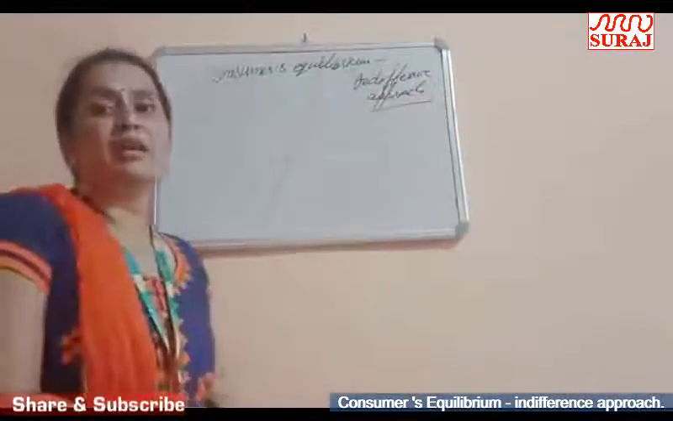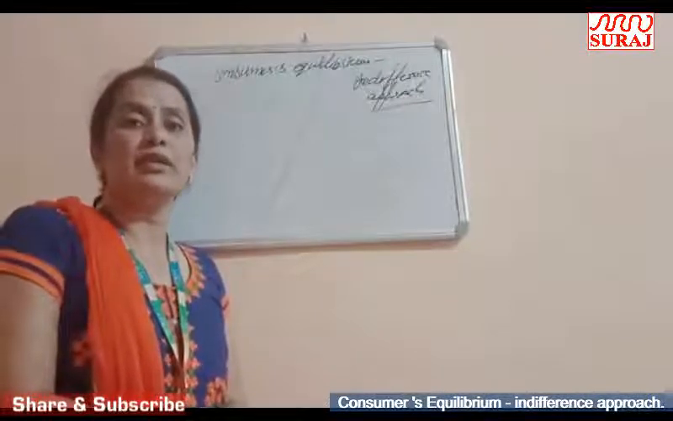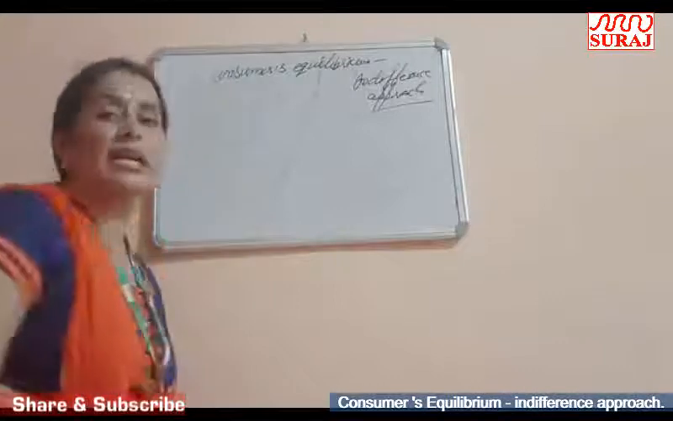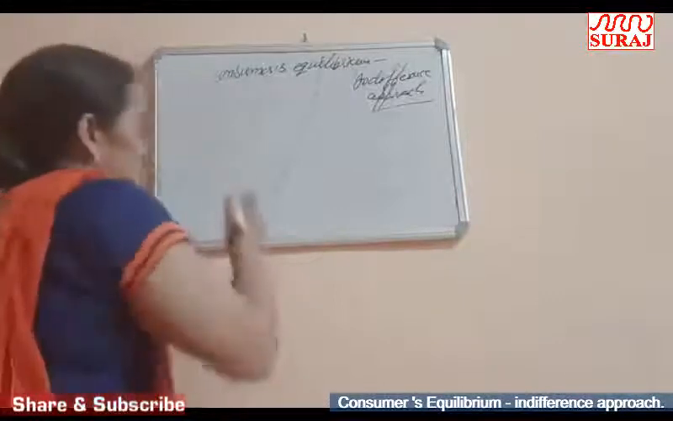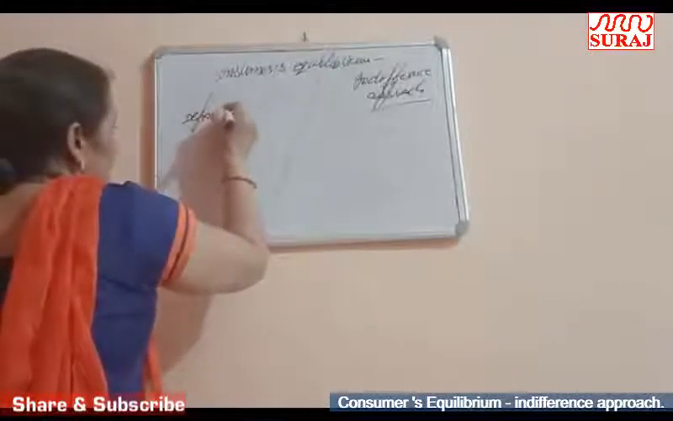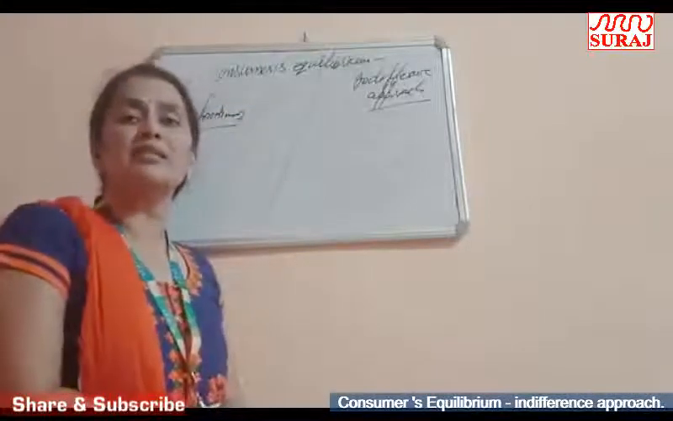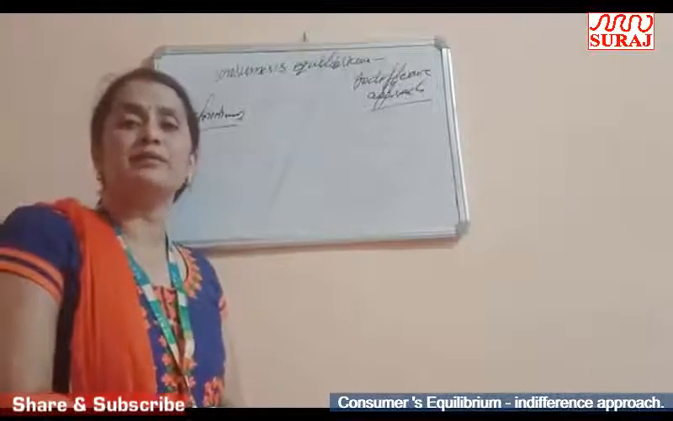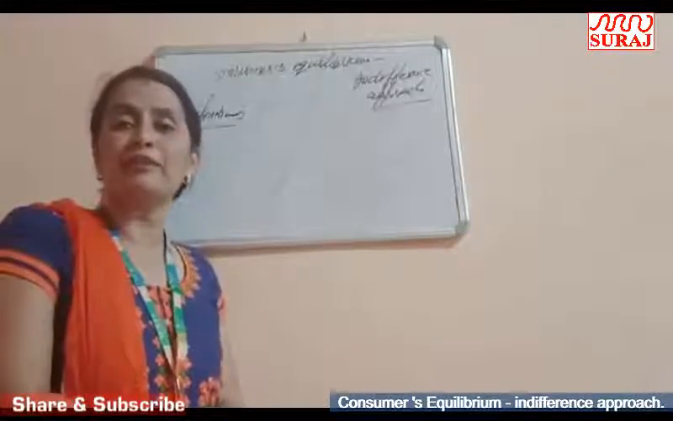In the previous class, we learned about the properties of IC. Today, we discuss where the consumer gets the equilibrium situation related to the IC approach. The definition is: the consumer is in equilibrium where he gets maximum satisfaction with his given income and market price. It can be defined according to the indifference analysis.